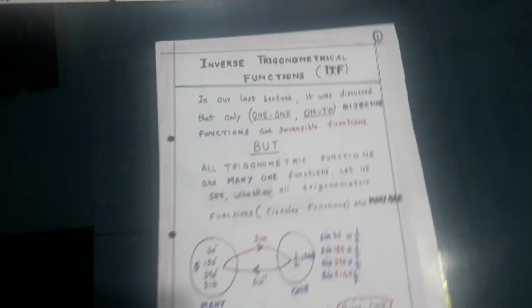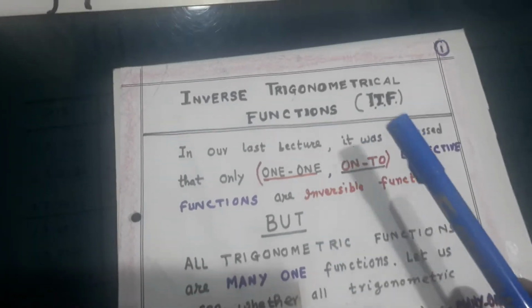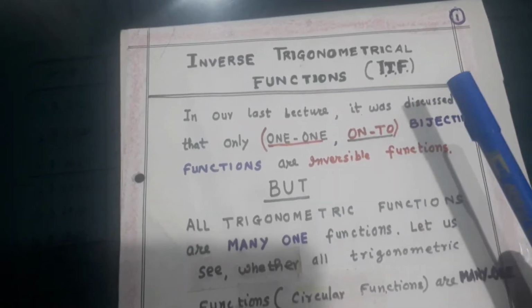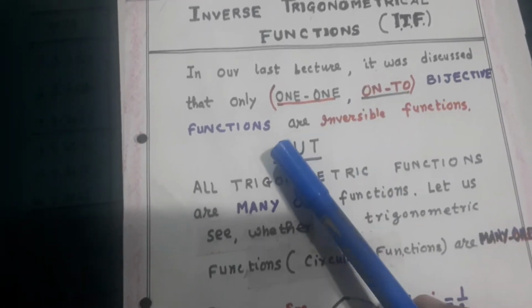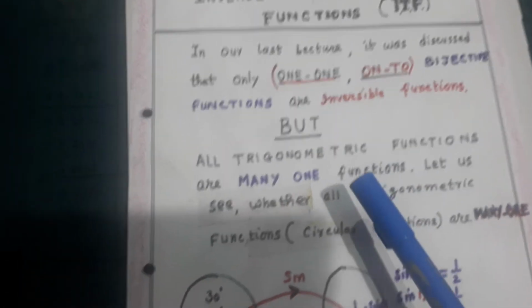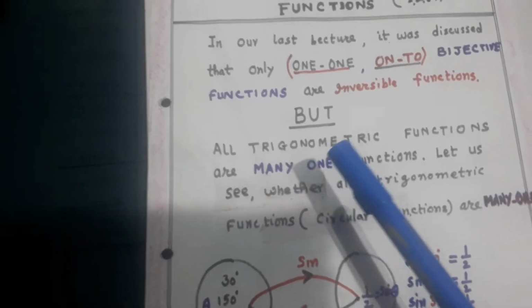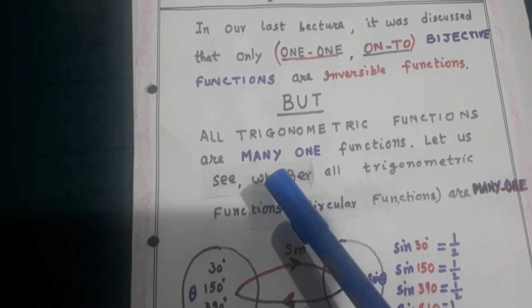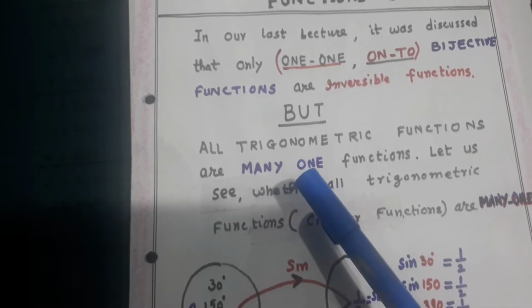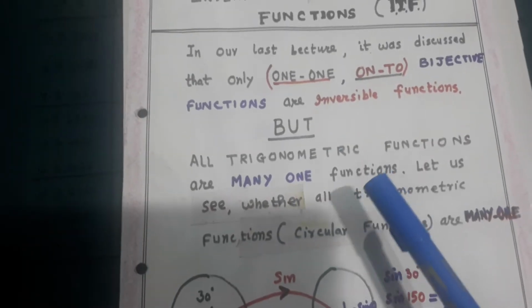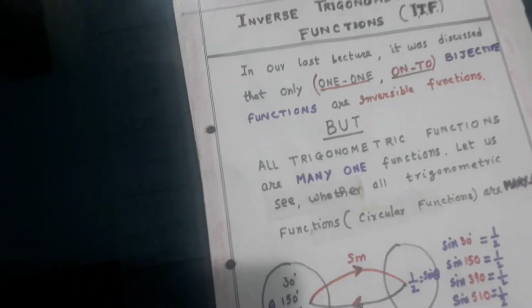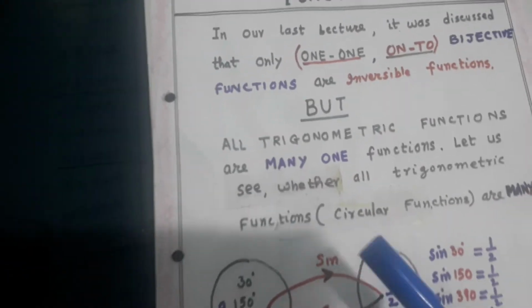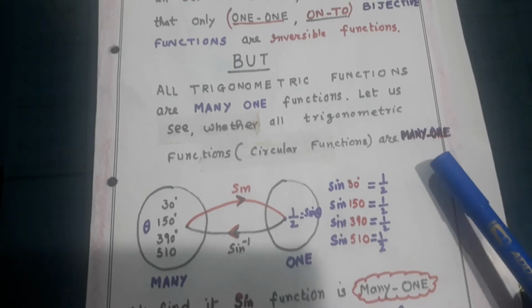So here it is. Inverse trigonometrical functions. These are 1, 1 on 2, bijective functions. But all trigonometrical functions are many one functions. Let us see whether all trigonometrical functions are many one.